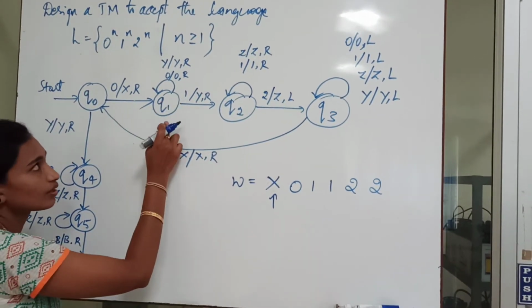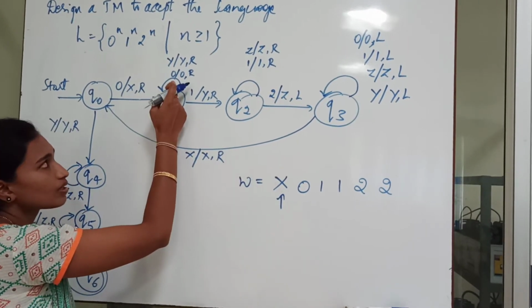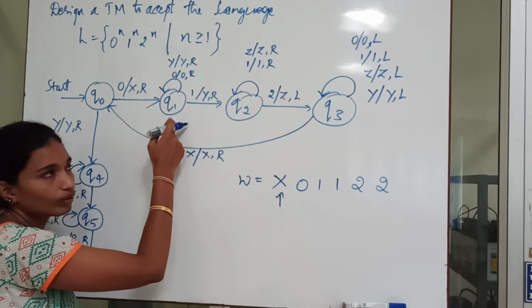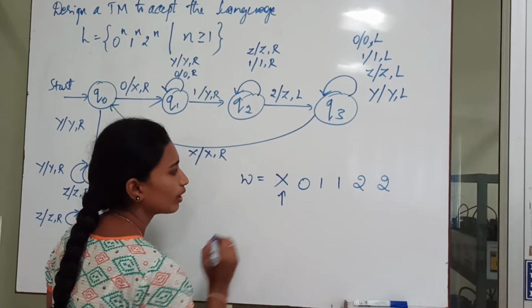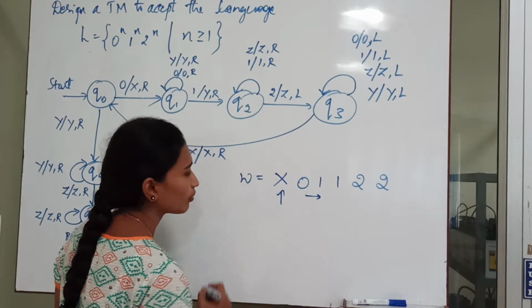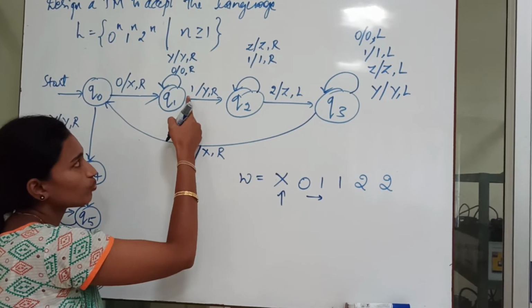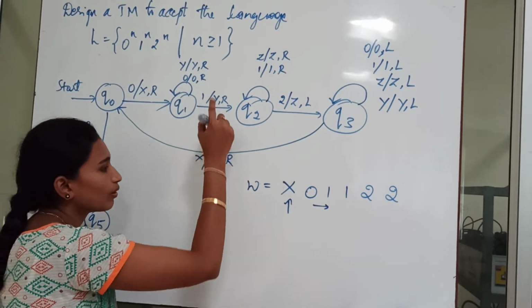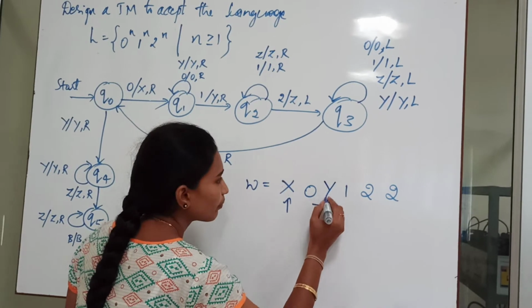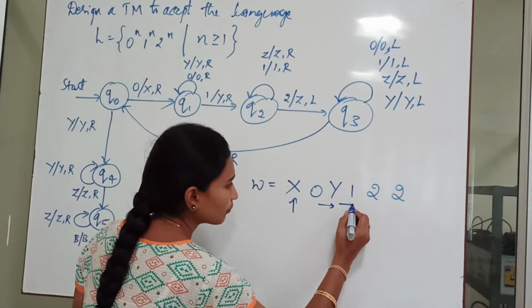Now the machine is in q1. The next input symbol is 0. When we encounter 0, being in q1 only, replace that 0 by 0 only. Now replace that 0 by 0. Take a right move. The next input symbol is 1. Now if there is a 1, change the state from q1 to q2 and replace that 1 by y. This 1 will be replaced by y, and again take a right move.